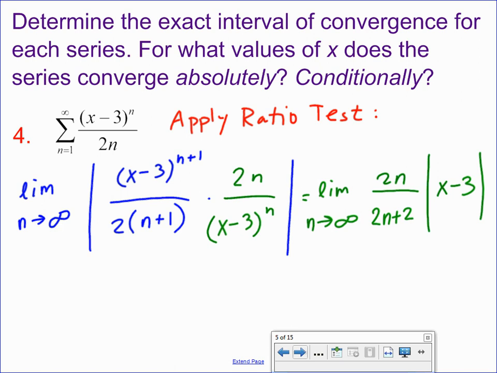that the n portion of this, as n goes to infinity, has dominant top of 2n, has dominant bottom of 2n. What will this fraction approach as n goes to infinity? 1, right? According to L'Hopital's rule, this is 2 over 2, which goes to 1. Which means that in order for this to converge absolutely, I need the absolute value of x minus 3 to be less than 1. Does that ever happen? Absolutely.